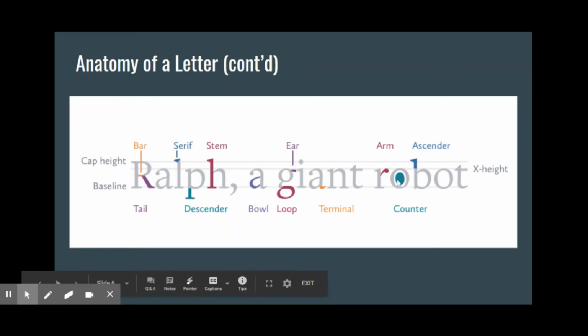Then we have the counter, so the space that's inside of a letter, like the O. The ascender, which is parts of the stem that extend above the X height. We have arms, so they're armatures that stick out of our stems. They look like arms. We have our ears. We have our stem, which is the vertical portion of a letter that extends between the baseline and the cap height. Then you have little pieces here called serifs. And these are only specific to serif style fonts. And again, I'll talk about the difference between a serif and a sans serif font in just a little bit.